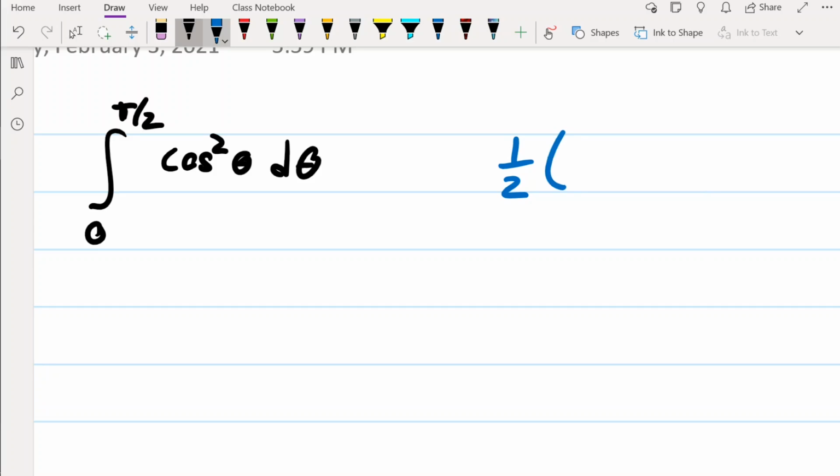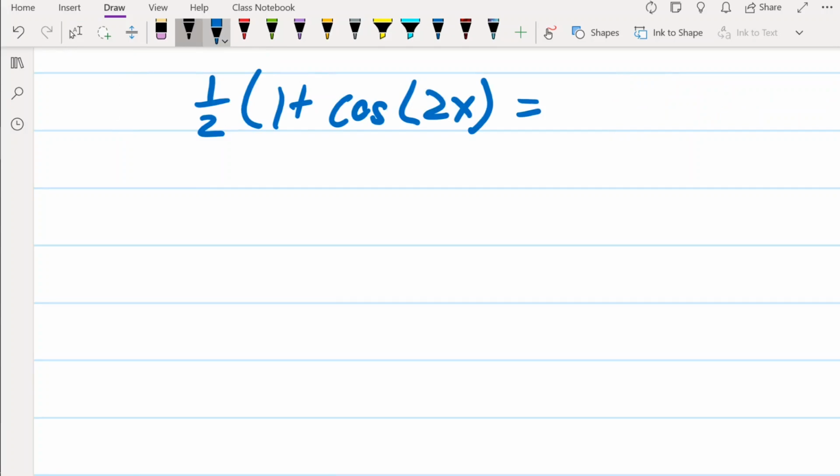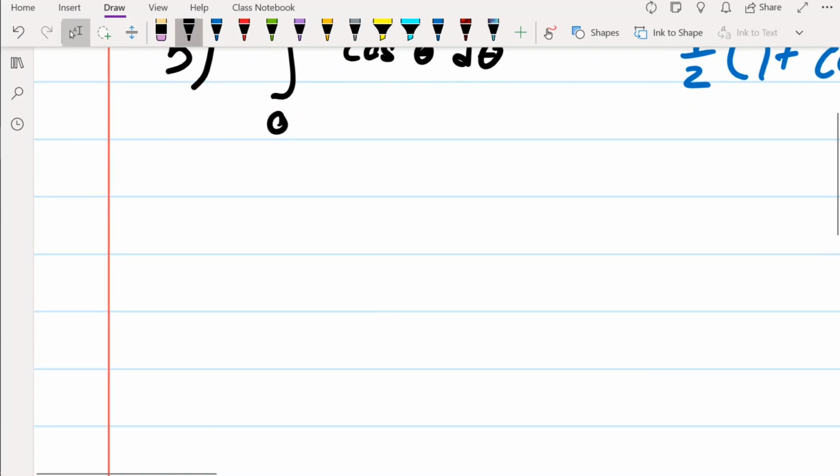I think cosine squared theta is 1 plus cosine... I'm just writing the rule out. Actually, it's cosine of 2 theta. Yeah, 2x. And like I was telling you earlier, I'm a little rusty on those, so it's pretty good to get these reviewed right now before they start biting me again.